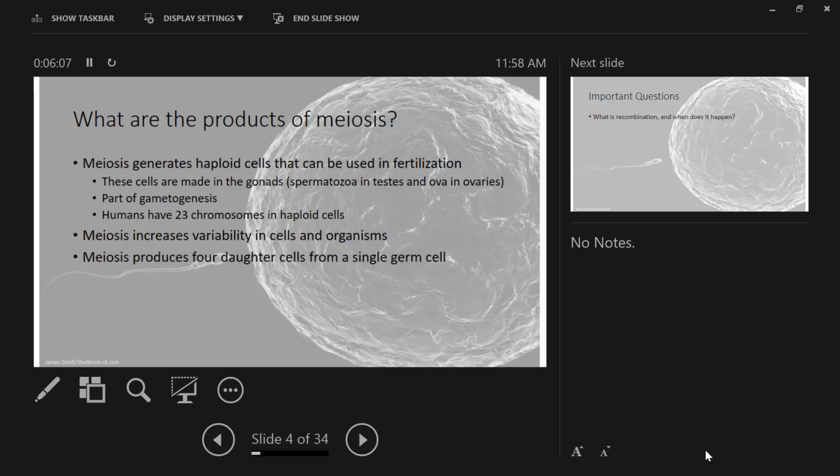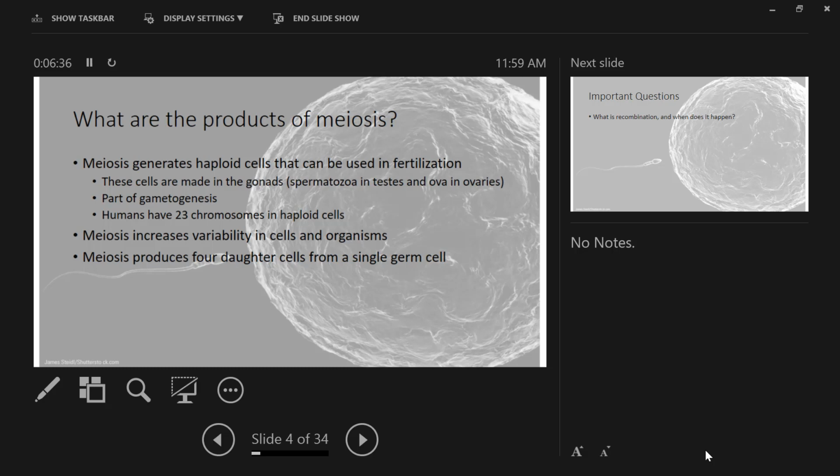So meiosis produces 4 daughter cells from a single germ cell. And so what that means is in spermatogenesis, when we are generating spermatids or spermatozoa, we take one germ cell and we get 4 spermatids that can mature into 4 sperm. And in oogenesis, where you are generating female gametes, you take one germ cell and you generate 4 cells. But what do we know about the ovum?